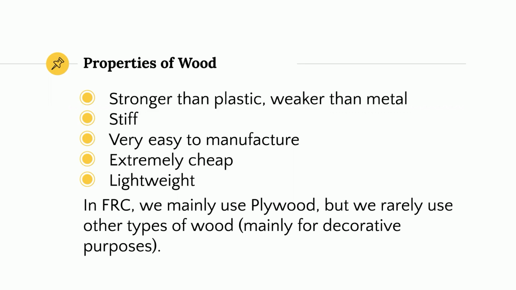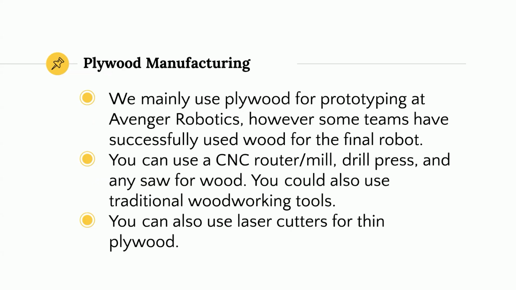In FRC, we mainly use plywood, and we rarely use other types of wood, mainly for decorative purposes. Sometimes you might use 2x1 wood for some structural purposes. Plywood manufacturing. We mainly use plywood for prototyping at Avenger Robotics. However, some teams have successfully used wood for their final robot. Some robots that have gone to the Einstein competition at Worlds and won have used wood in the past. It is a very common material to make a robot out of.